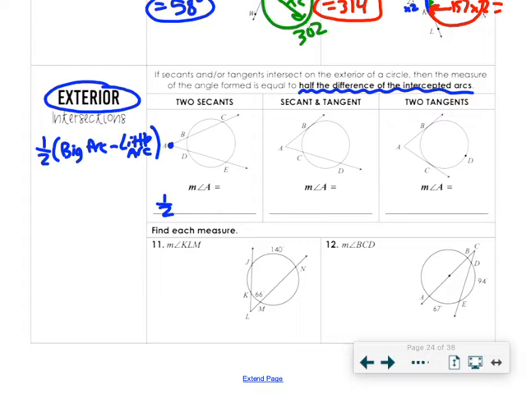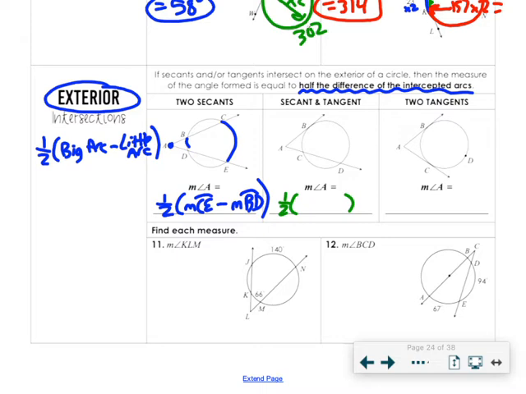Okay, that's basically the formula. Big arc, 1/2 of big arc minus little arc. We can write it these ways here. In this picture, the big arc is CE. So 1/2 of the measure of the big arc CE minus the little arc BD. That's going to give us the angle on the outside. So that outside angle is always 1/2 big arc minus little arc.